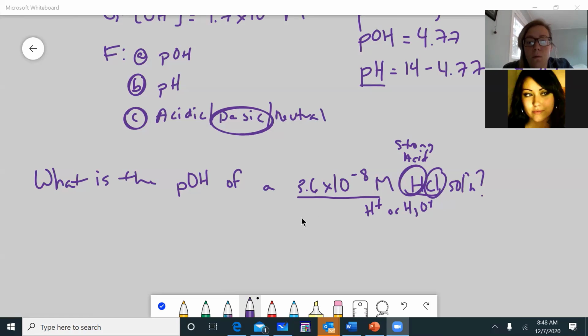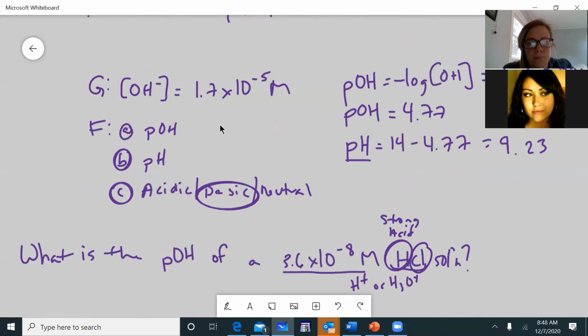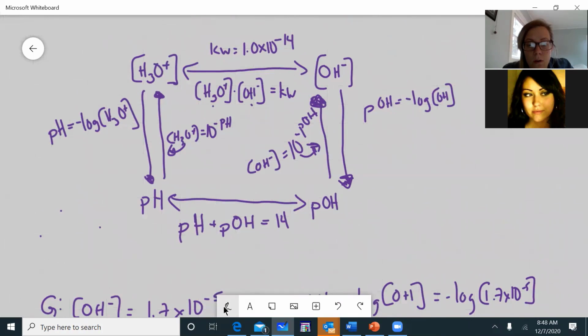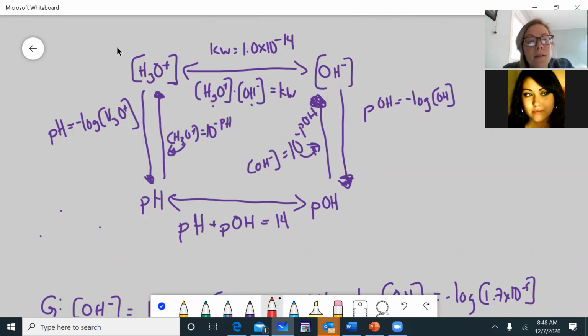Okay, so we know something about the H plus concentration or the H3O plus concentration. This is an acid and it's a strong acid, so it's full dissociation. We want to find the pOH. So let's go up to our square, just to talk about our thought process. So we know this.